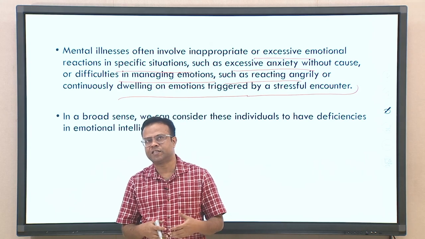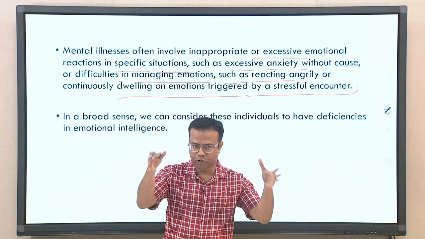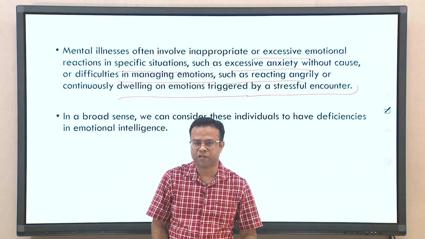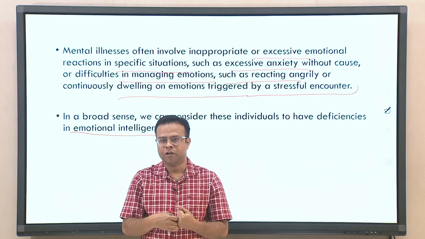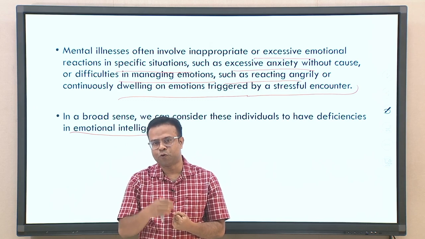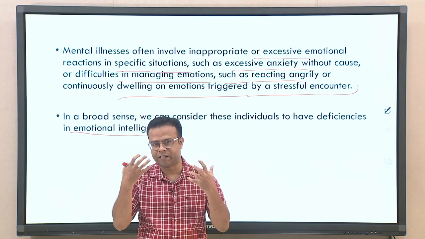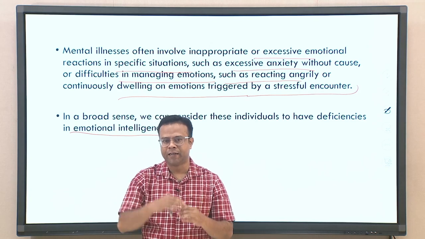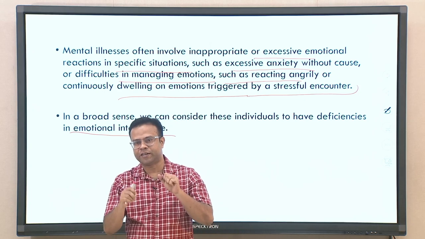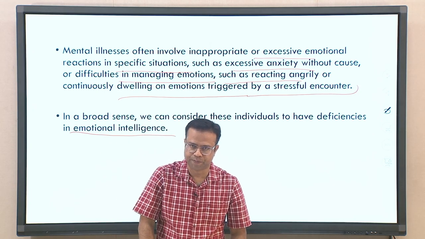So, in a broad sense, we can say in a lot of these cases of clinical disorders, individuals have deficiencies in emotional intelligence. If you see the typical definition of emotional intelligence, where one is able to understand themselves, others, express appropriately, regulate emotions and so on, in all these clinical disorders there is a lack of these basic abilities. So, loosely, we can say that in all these disorders, there is a deficiency in emotional intelligence.